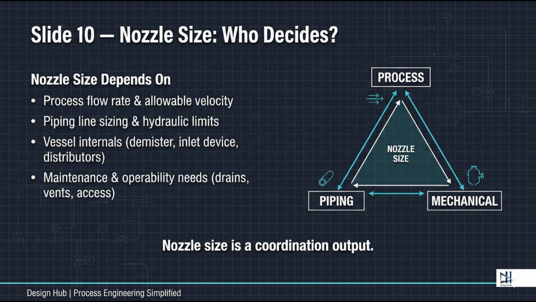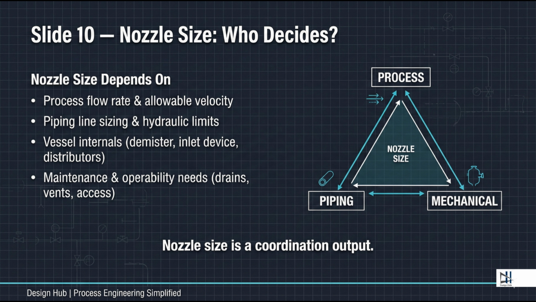Third, mechanical validates the size from the vessel side. Mechanical checks: Is the opening too large for the shell thickness? Will reinforcement become heavy or require a pad? Is there enough space around the nozzle for welding, NDE, and flange bolting? Will the nozzle be subject to high piping loads later?